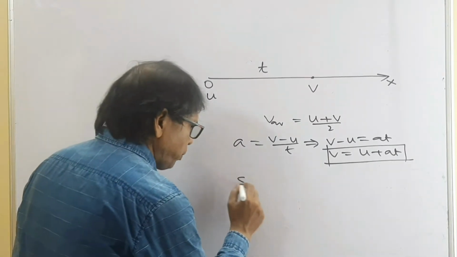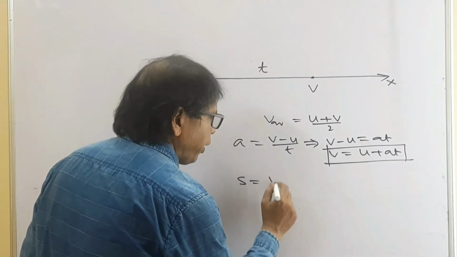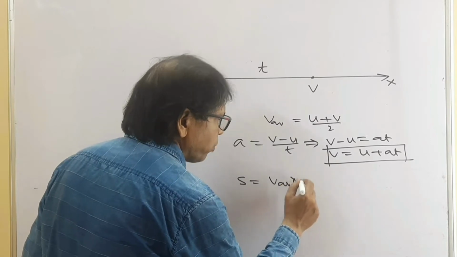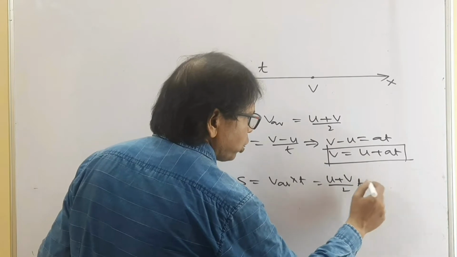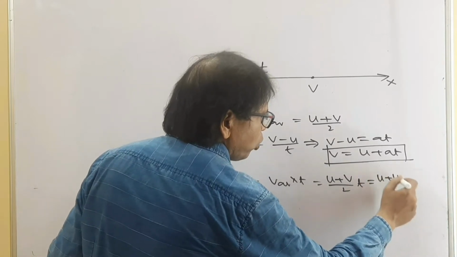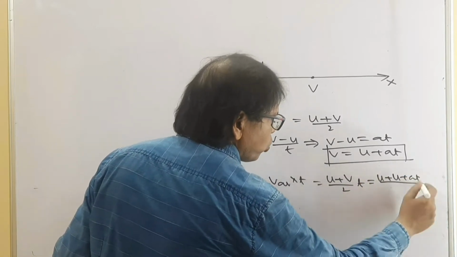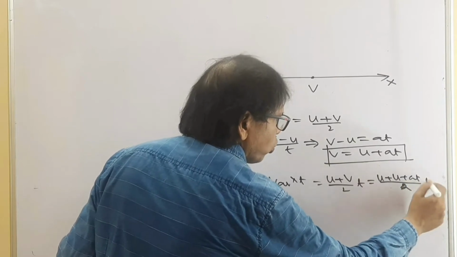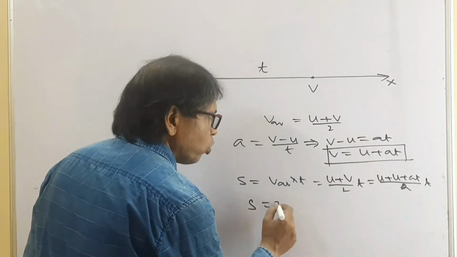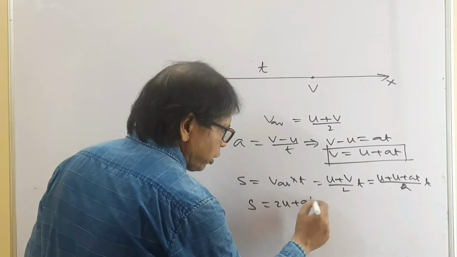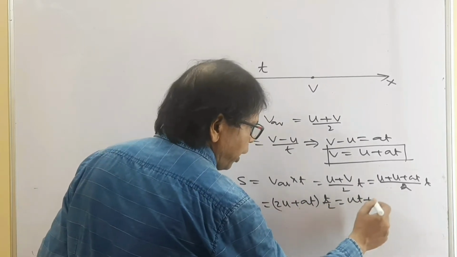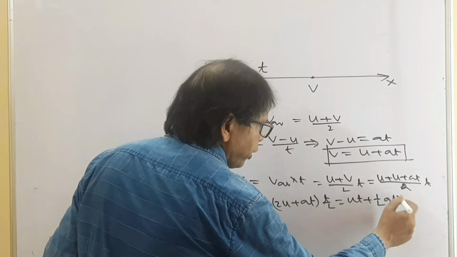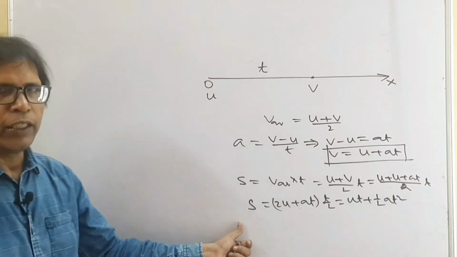Okay, now displacement s. We know displacement s equals average velocity into time. So (u plus v) by 2 into t. Now (u plus u plus at) by 2 into t. So s equals (2u plus at) into t by 2. So this is s equals ut plus half at square, the displacement.